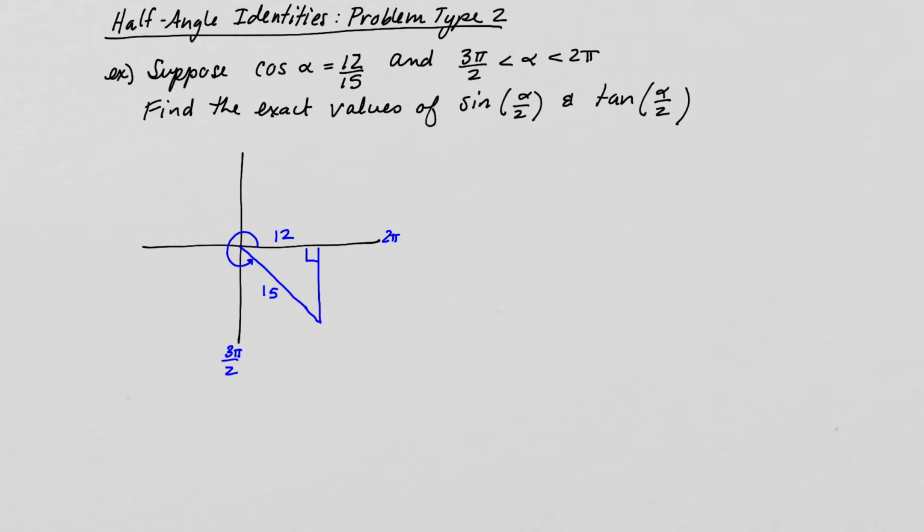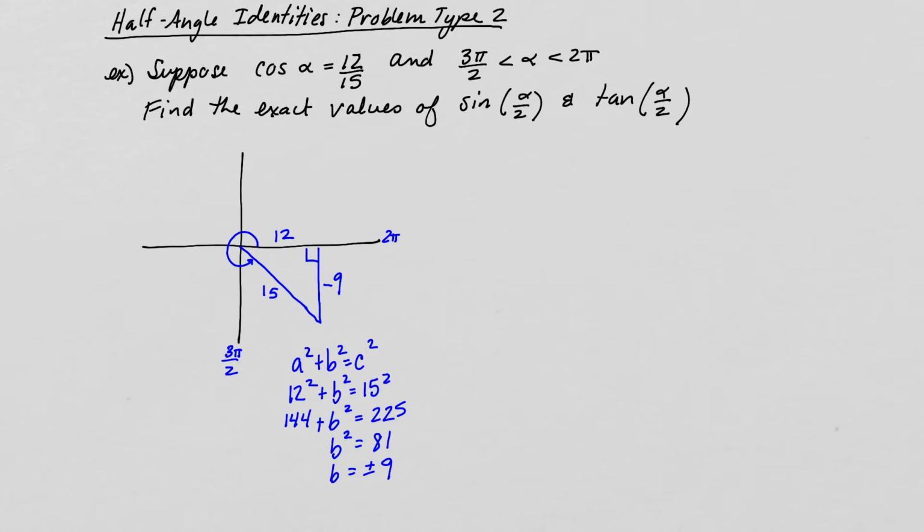And then what I have to do is use the Pythagorean Theorem to find the missing side. So a squared plus b squared equals c squared. So 12 squared plus b squared is going to be 15 squared. So 12 squared is 144 plus b squared equals 15 squared is 225. If I subtract the 144 from both sides, b squared is going to turn out to be 81, which means b is equal to plus or minus 9. And then if I look, I'm going down, which means I'm going to have to take that negative 9. So now I have my triangle set up.